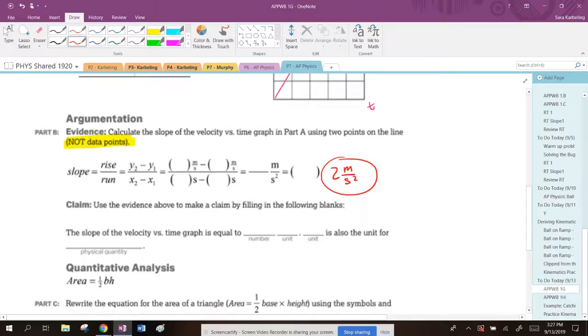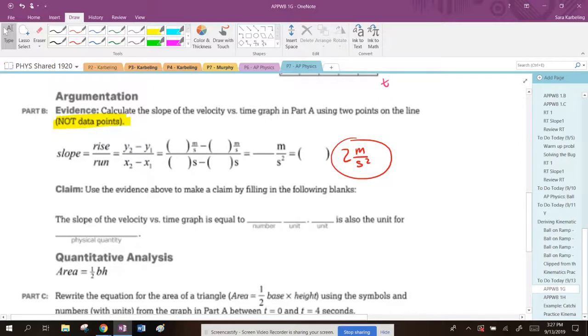You'd make up some really silly story, but it wouldn't be right. So let's do the right one. The slope of the velocity versus time graph is equal to, what was the number? 2. And what units was it? Oh, and you can say meters per second if that makes you happy. I can even say meters per second or meters per second squared.